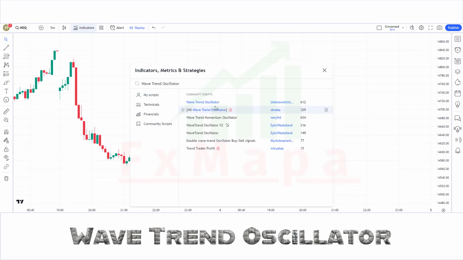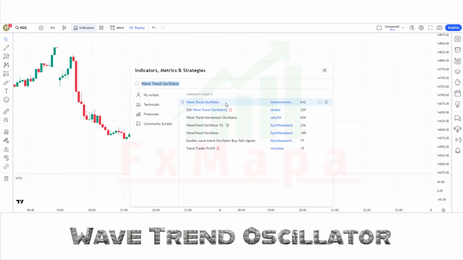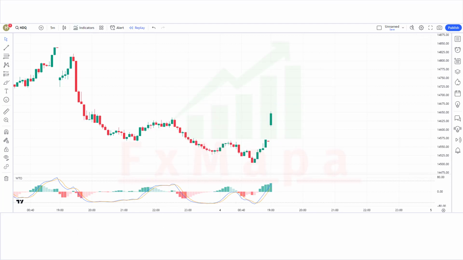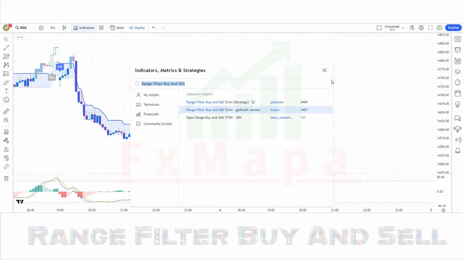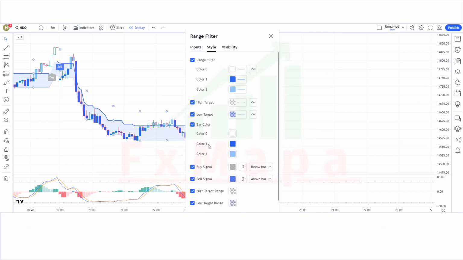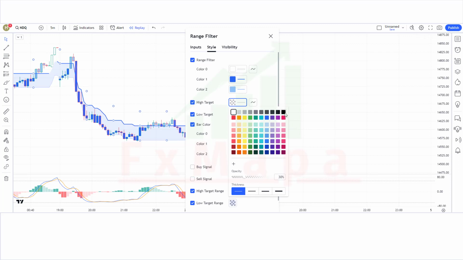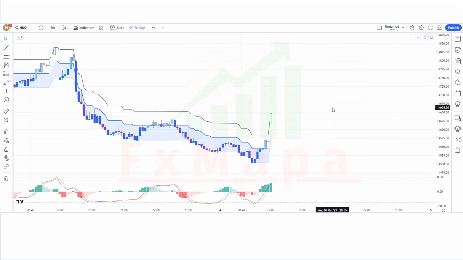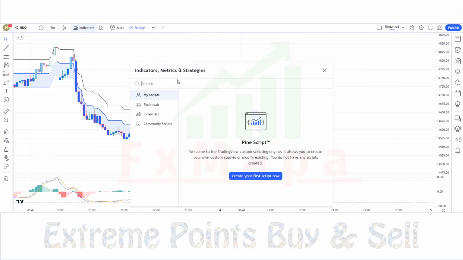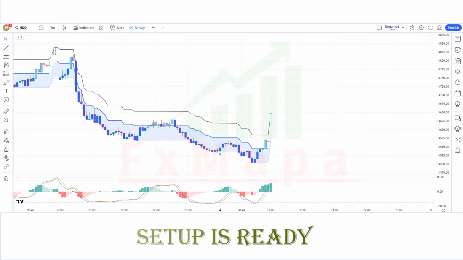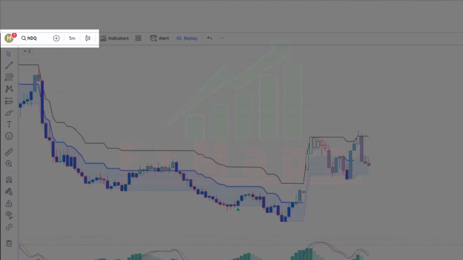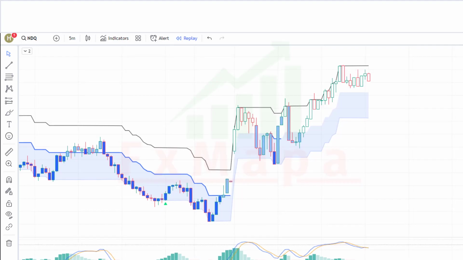First indicator name is Wave Trend Oscillator. Second indicator name is Range Filter Buy and Sell. Keep the indicator settings as I have shown here. Third indicator name is Extreme Points Buy and Sell. Setup is ready. We are going to test this strategy on 5 minutes time frame and NDQ chart.